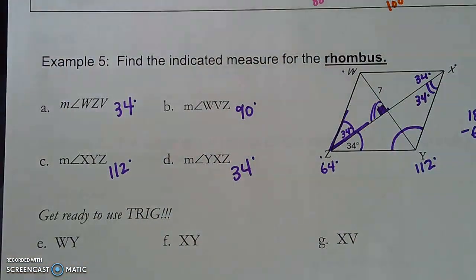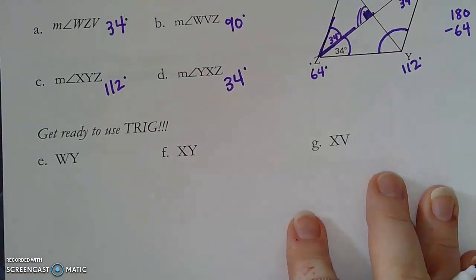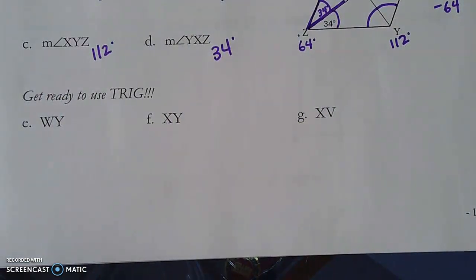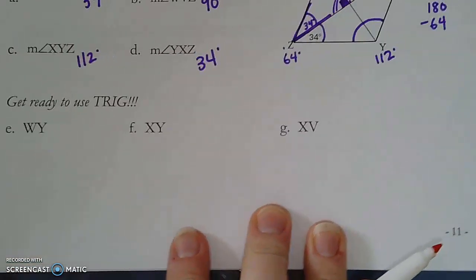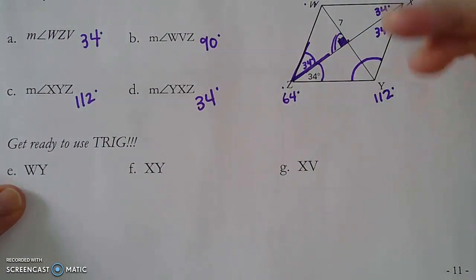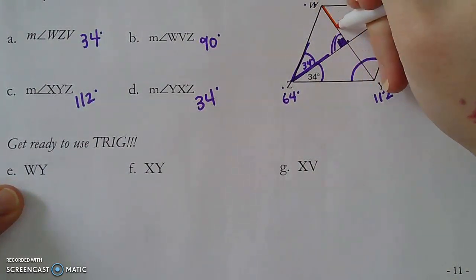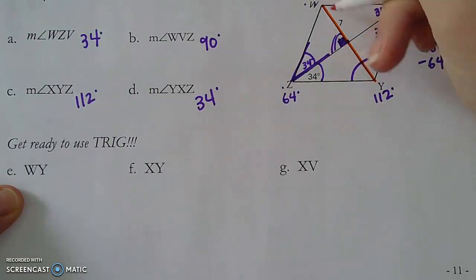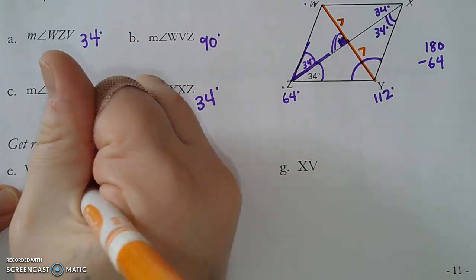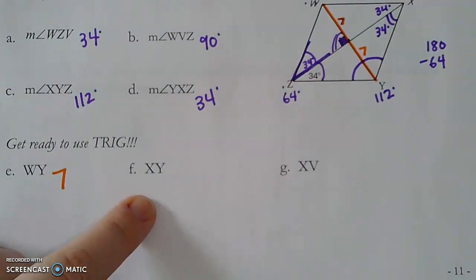Now we're getting into some trigonometry. I'm not going to go into depth because I don't have the time in this video. But if you need some support, ask for help on trigonometry and your teacher will send you some videos to watch. WY is this diagonal right here, W going to Y. I see I have a 7, so that makes this a 7. Easy enough.